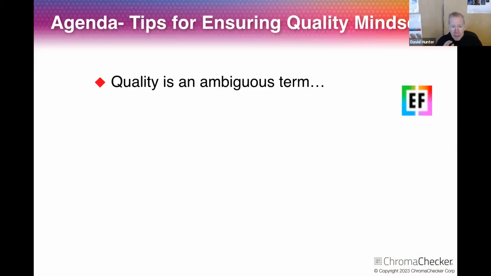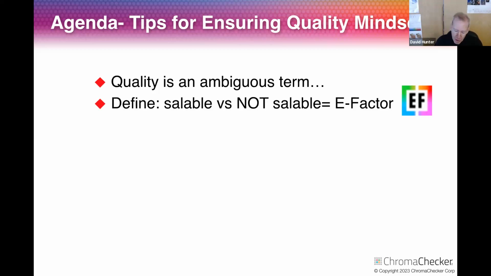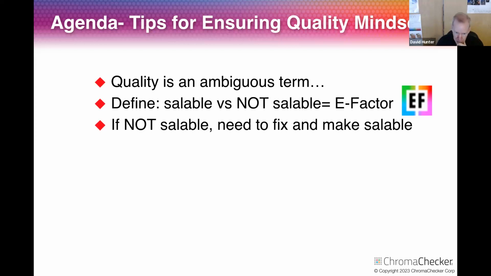So in terms of our agenda today, quality, as we all know, is a very ambiguous term. Ideally, we should define quality as what's sellable versus not sellable, because what we want to do is print sellable work, so we get paid. And E-factor is the metric that helps us really understand what's close enough for your customers. Everyone's customers are different in terms of how close is close enough. So you get to decide using an E-factor what's close enough for your customers.